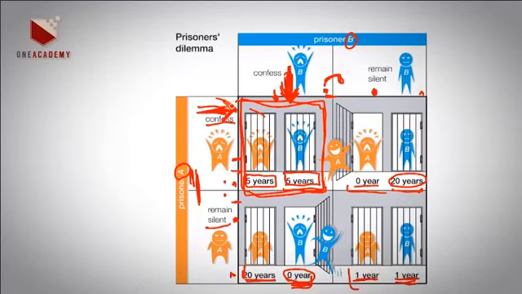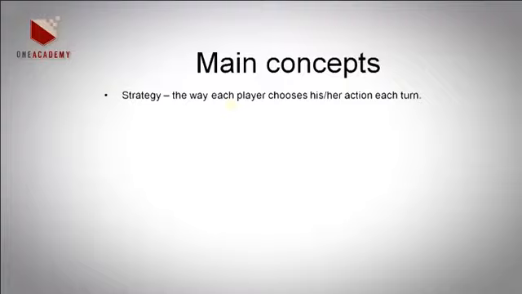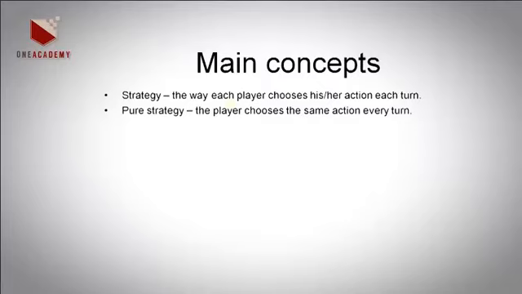So now we can somewhat review some main concepts. So first of all, what is a strategy? It is the way each player chooses his/her action each turn. Second of all, pure strategy is when the player chooses the same action every turn. It doesn't matter what is the situation. If it is a consecutive game, he or she chooses the same action every time. Mixed strategy is when the player chooses a different action every turn.